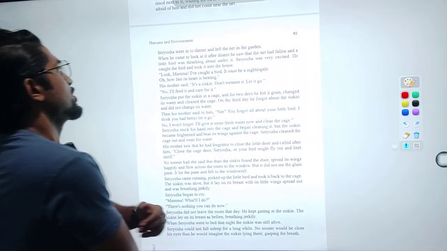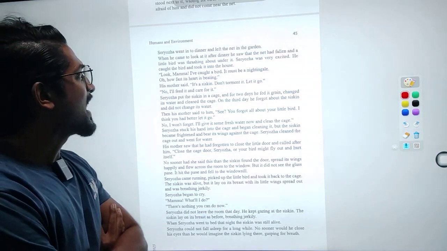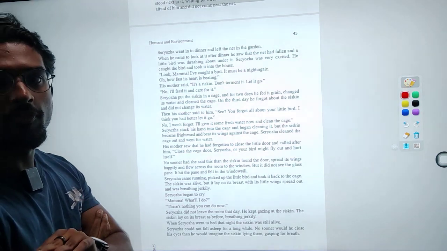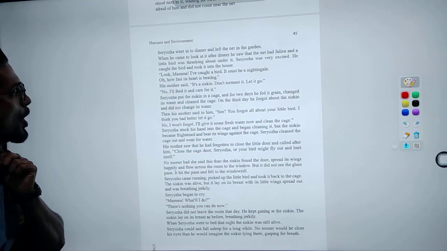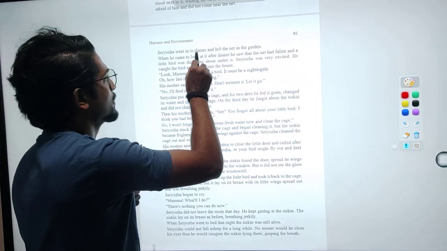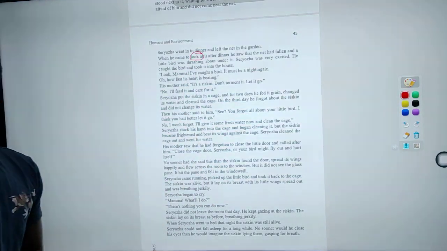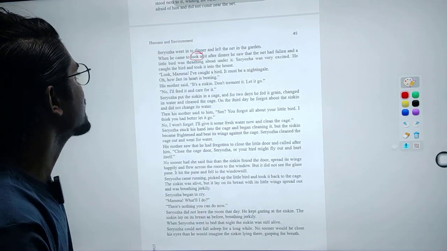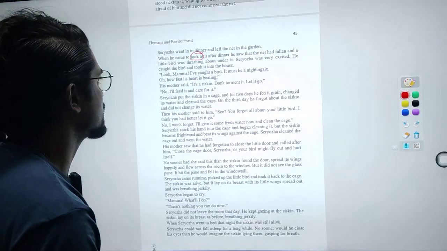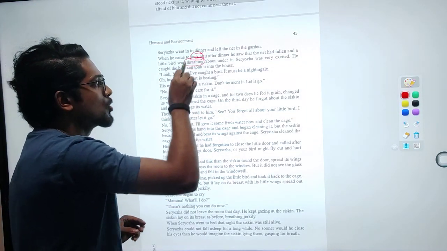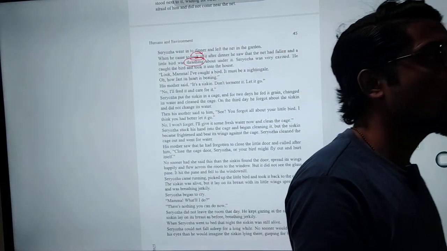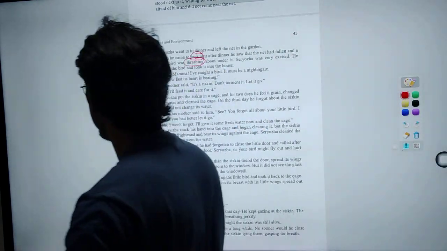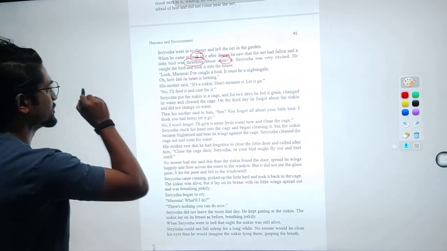Okay. Shiraja went in to dinner and left the net in the garden, hoping that some birds would fall in the trap. When he came to look at it after dinner, he saw the net had fallen and little birds were thrashing about under it. That means they were caught, trapped under it. Okay, so we got a preposition: under.